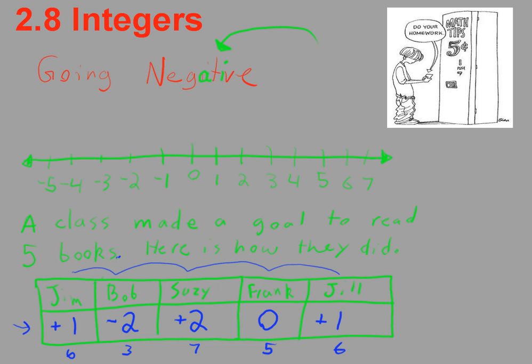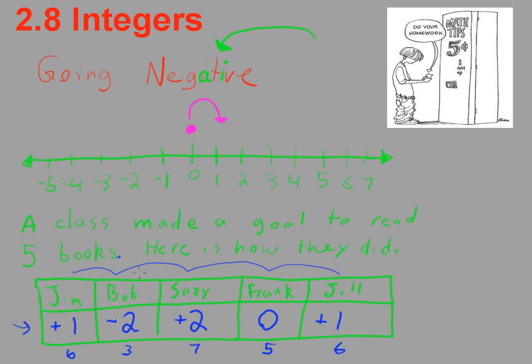So on your number line right now, I want you to put a circle over the 0. Put a dot over the 0. Okay, because we're going to start at 0. We're not over how many they were supposed to read. We're not under how many they were supposed to read. Now let's start with Jim. When we take Jim, he read 1 more than he was supposed to, or a +1. We're going to jump to +1 because he read 1 more than he was supposed to. He read 6. So now we're on +1.